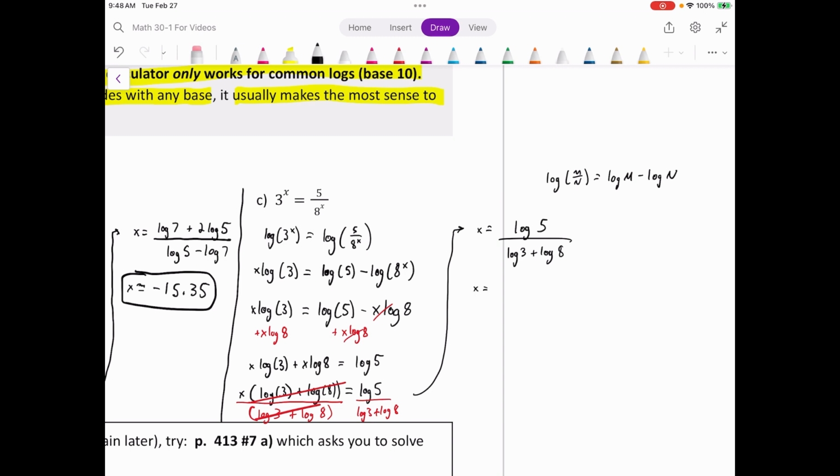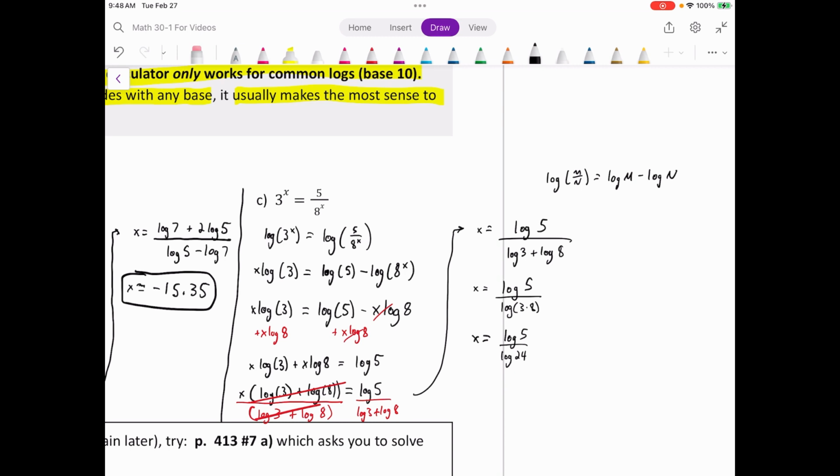So I could write this as log 5 over... I'm adding these two logarithms, so I could rewrite it as log of 3 times 8, right, which is just 24. So x equals log 5 over log 24.